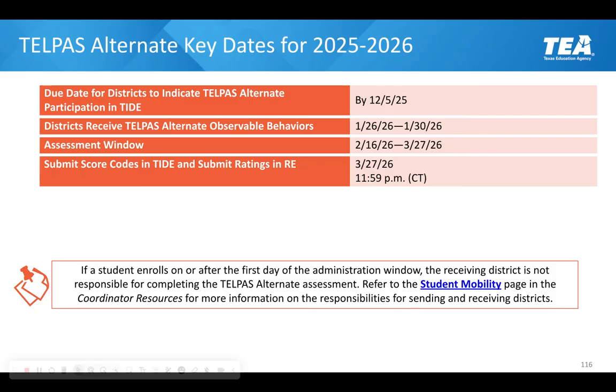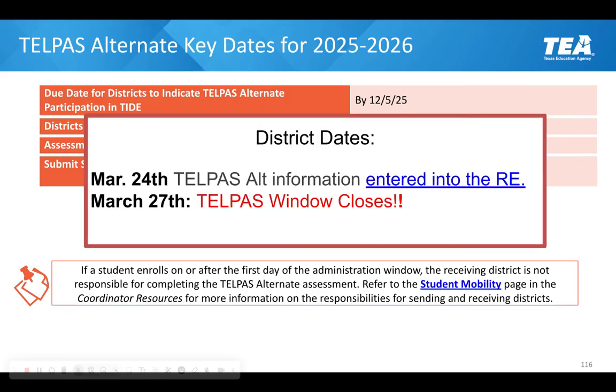The dates for TELPAS Alternate are February 16th through March 27th. Our district dates, though, have those due no later than March 24th so that your coordinator can enter that into the REC.